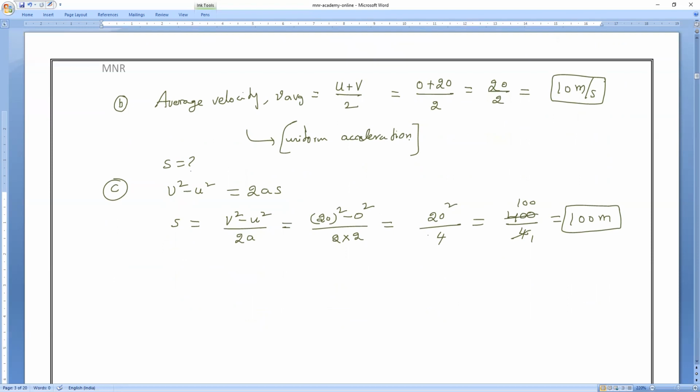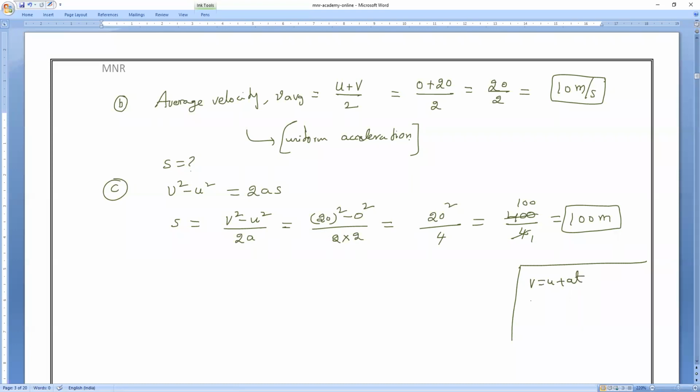Mr. Kishore, all the three equations of motion, tell me. I am asking you all the three equations of motion. Gokul Raj. Tell fast. What are the three equations of motion? V is equal to U plus AT.